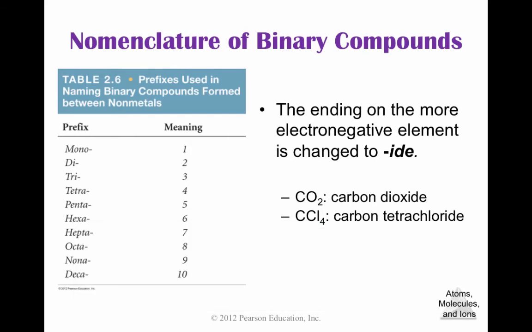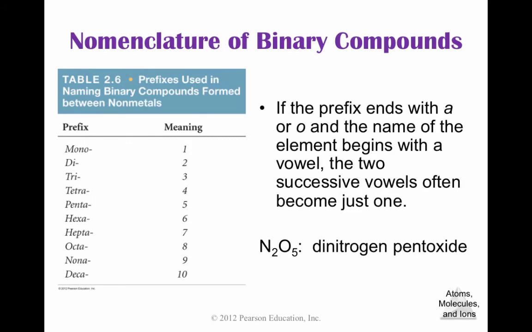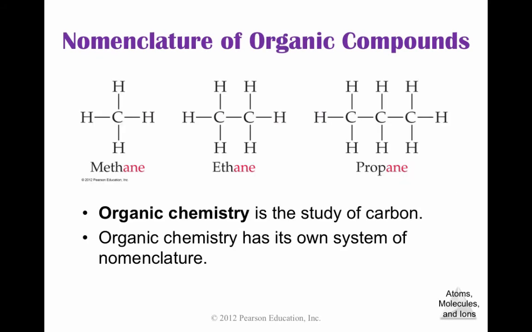So typically molecular compounds tend to be a little bit easier because everything that we need is given to us in the formula. If the prefix ends with an o or with an a, typically the 2 successive vowels just become 1. So N2O5 becomes dinitrogen pentoxide, not pentaoxide. We just use pentoxide. And then we have simple organic compounds.